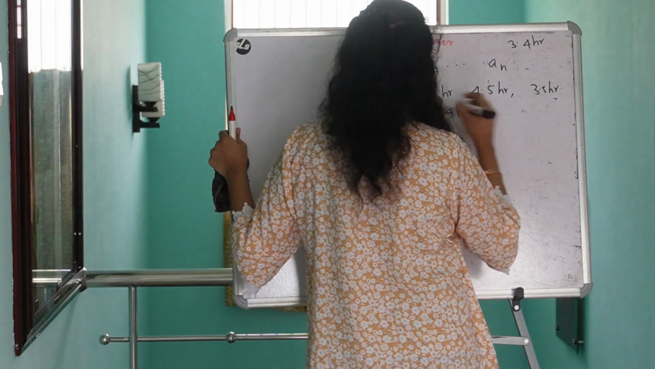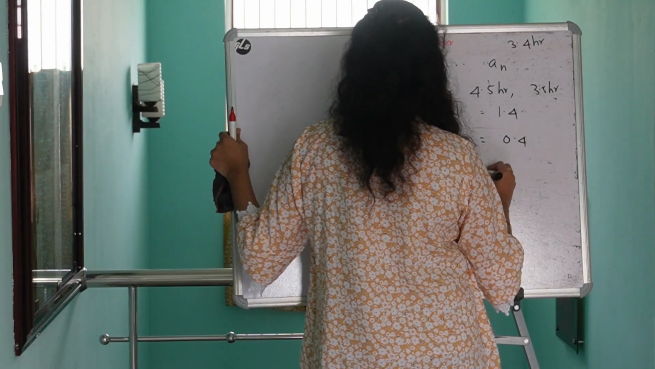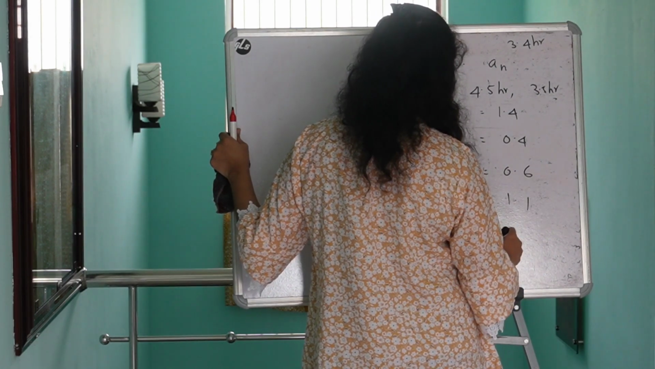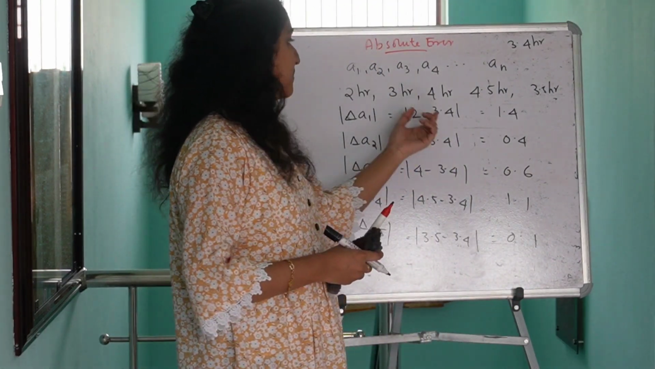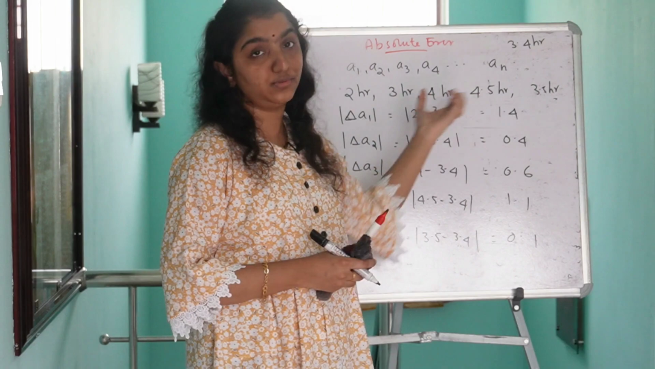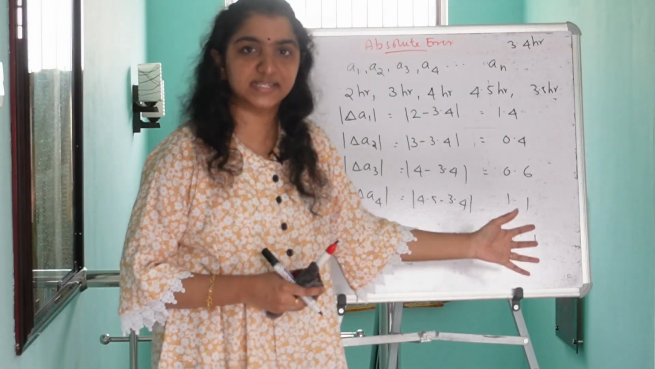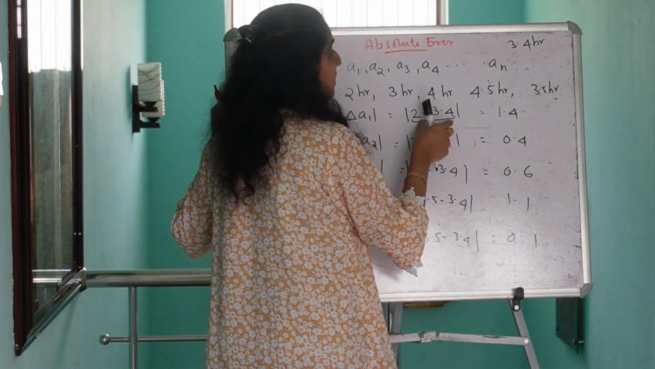So here I will get 1.4, 0.4, 0.6, 1.1, again 0.1. So these are the absolute errors. Thus we have found the absolute error in individual measurements. Is it clear? Yes.